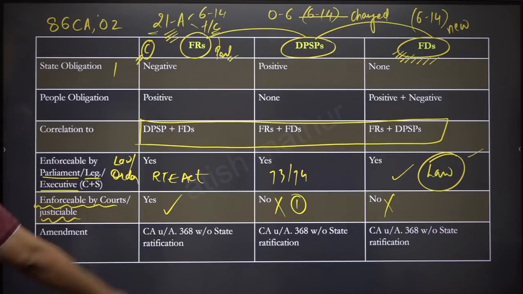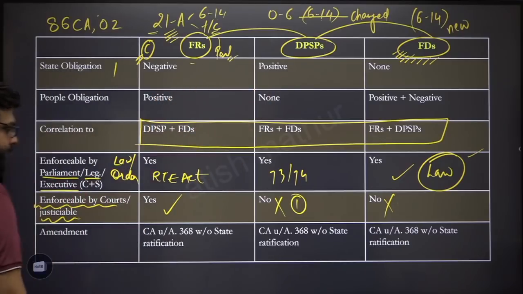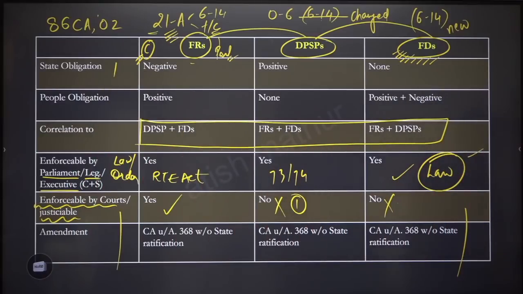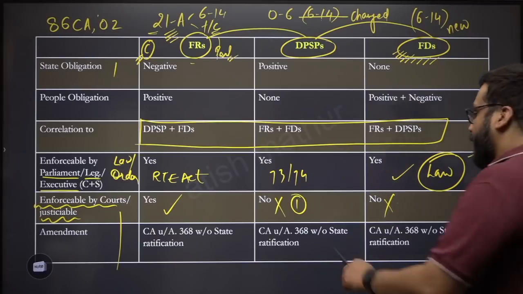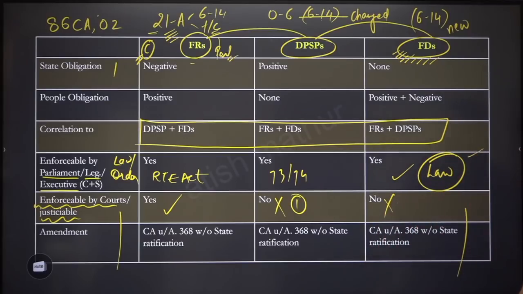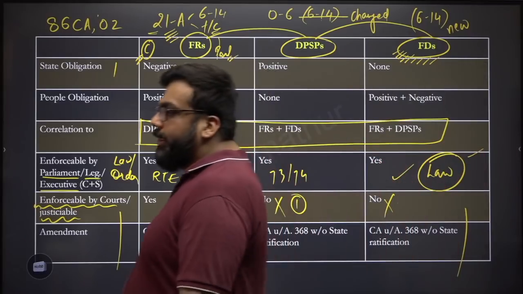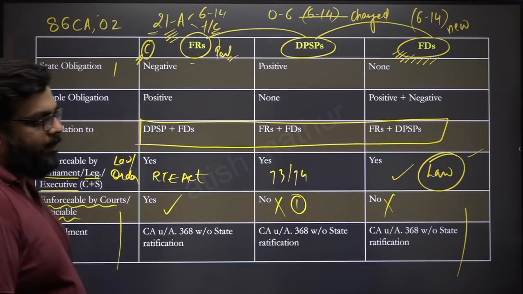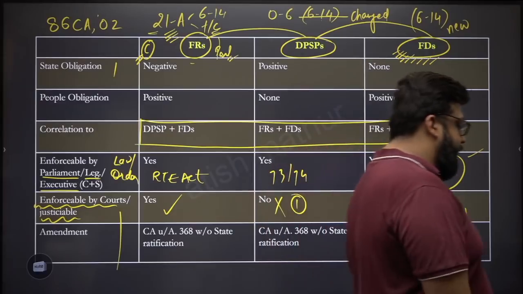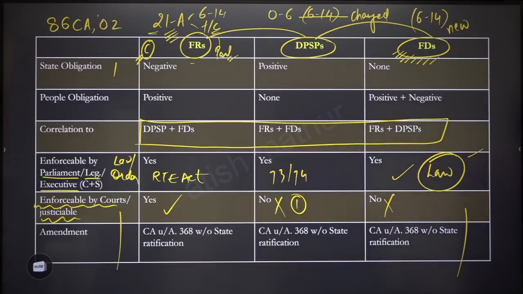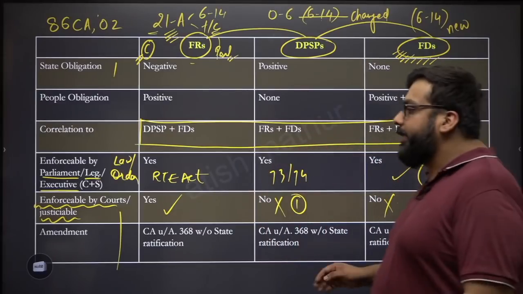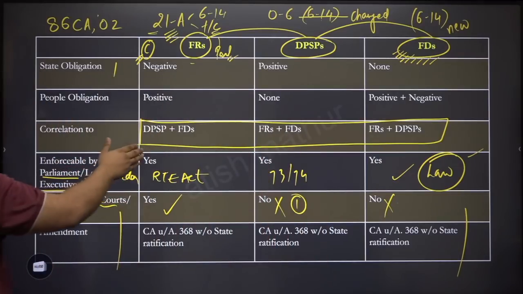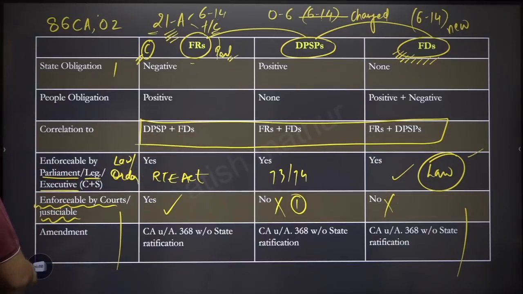And interestingly, whether it is a right, DPSP or a duty, all of them are amended through the exact same process, a constitutional amendment under 368 without state ratification. You do not require the consent of the states, and the reason you don't require the consent of the states is because it is not changing center-state powers and is therefore not in Article 368, right? So this covers your basic understanding, this covers your comparative understanding of rights, directive principles and your duties.